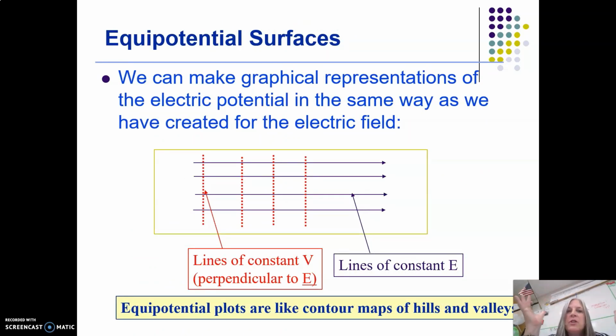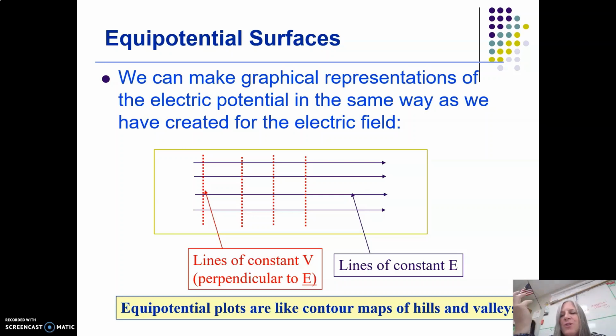Just like we drew electric field diagrams, those maps of the electric field, we can do the same thing with electric potential lines or equipotential lines. We can make a graphical representation of the electric potential. Those lines are always going to be perpendicular to the electric field line. So in a uniform electric field, like this picture here, we're going to have nice, straight equipotential lines.